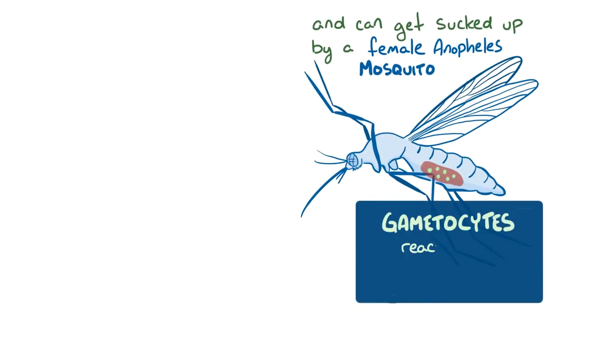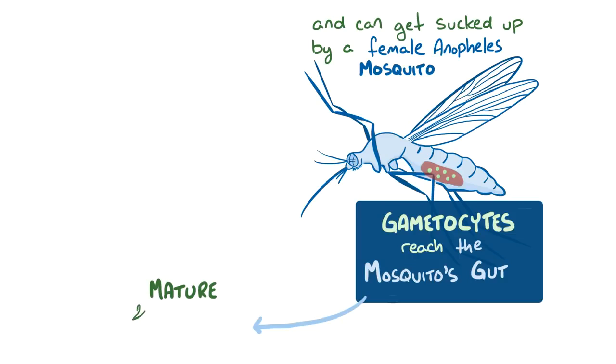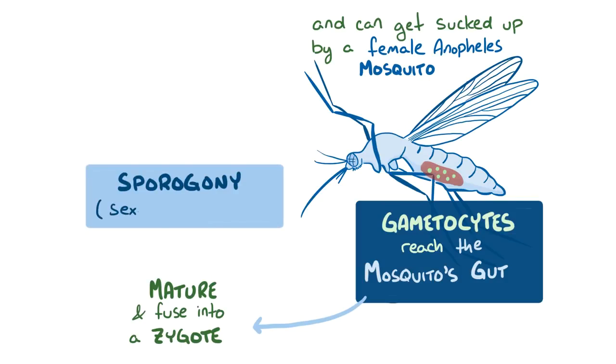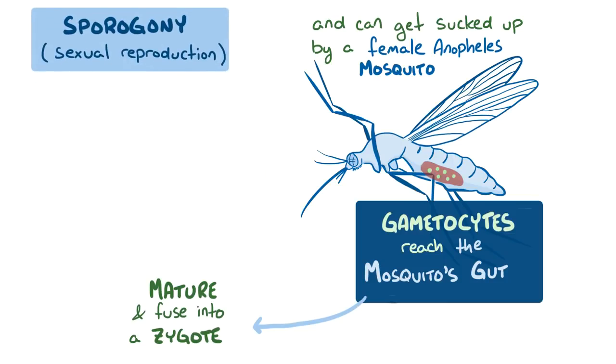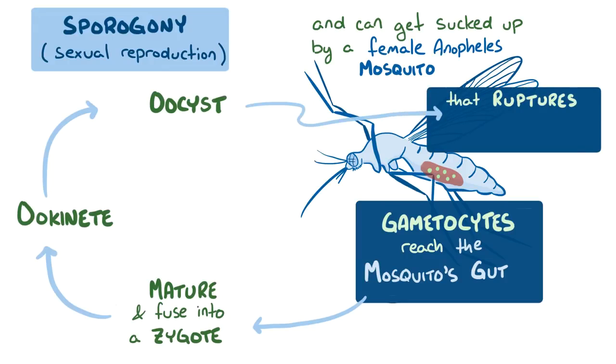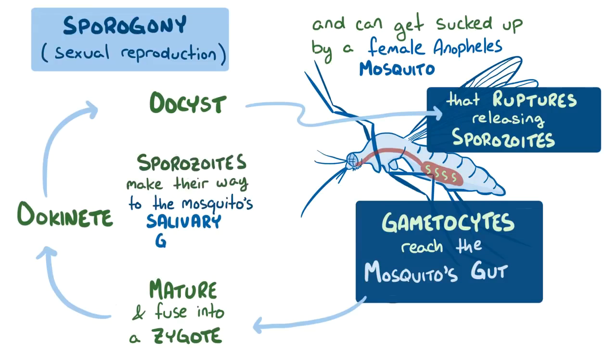The gametocytes can then reach the mosquito's gut, where they mature a bit more and then fuse together to form a zygote. This part of the Plasmodium life cycle is called sporogony, and it's sexual reproduction, as opposed to schizogony, or asexual reproduction, that happened in the liver and red blood cells. The zygote then goes on to develop further, and it becomes an ookinete, and then an oocyst that ruptures in the mosquito's gut, releasing thousands of sporozoites which navigate their way into the mosquito's salivary gland, in order to repeat the cycle all over again.